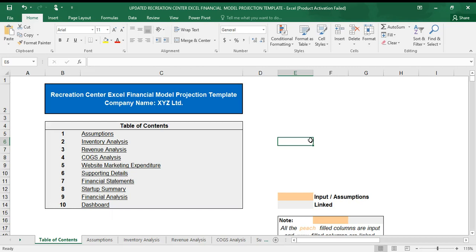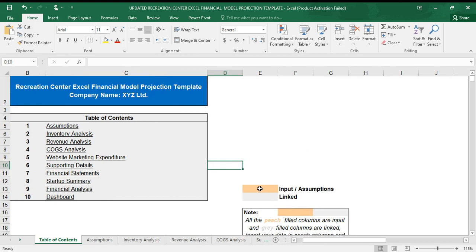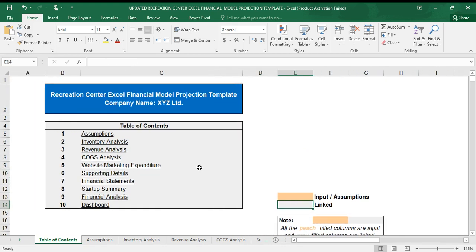Today we are back with a new Excel model related to recreation center businesses. In order to review this template, we are going to go through these 10 different sheets. But before we review this model, you must note that these blue cells are representing the assumption cells and the gray cells are representing the linked cells.